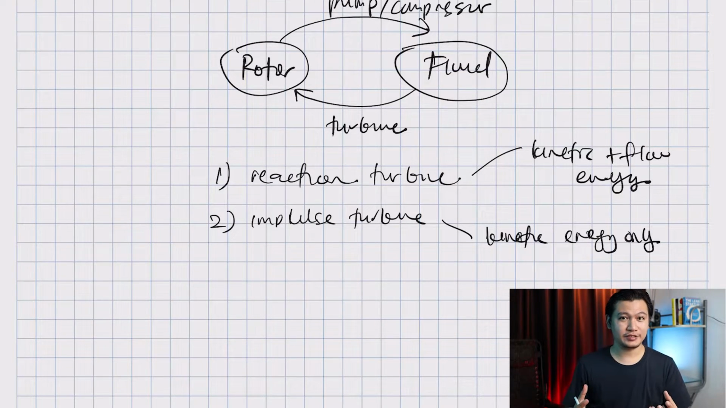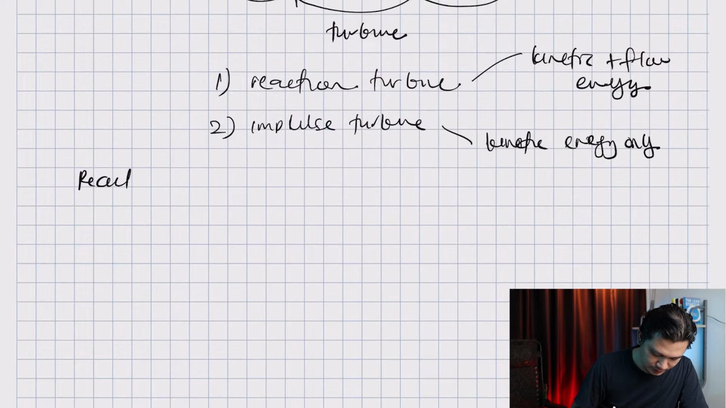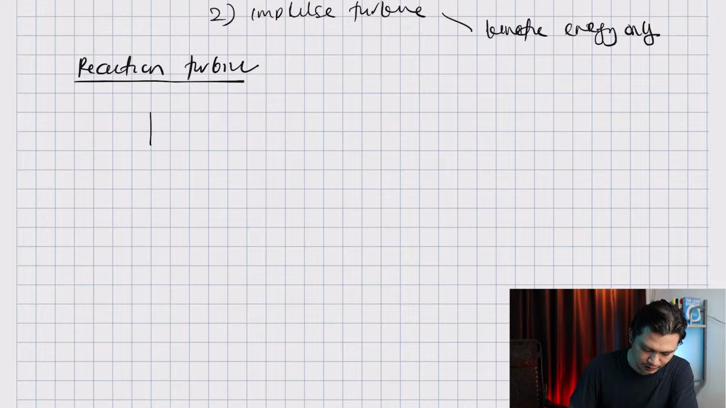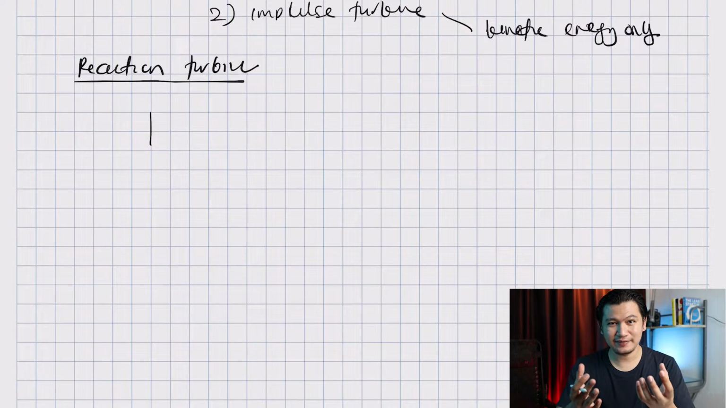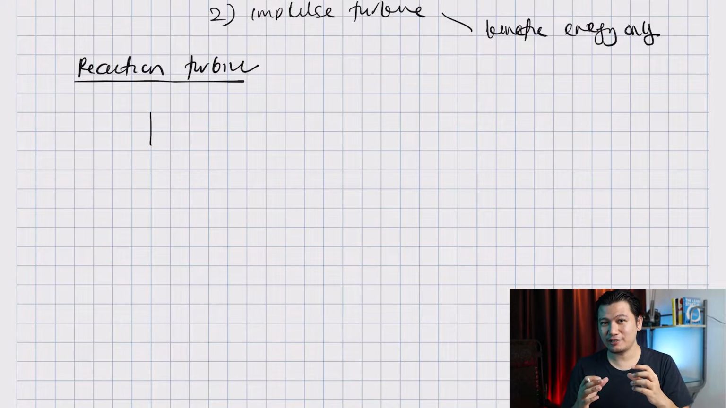Don't worry if you don't understand yet, because later I'm going to draw some figures so you can distinguish properly between the reaction turbine and the impulse turbine. Right now, we're going to move on to the reaction turbine first. A reaction turbine looks almost similar to the pump, it's just that the flow is in the opposite direction.